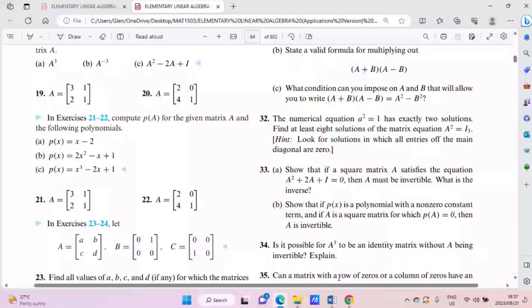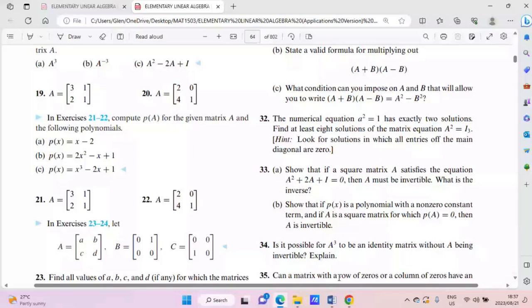A, it's 2041. That's the A. So it's going to be 2 times 2, which is 4, plus 0 times 4. That's 4, first term. And then 2 times 0, which is 0. 0 times 1, it's also 0. For the first row, it's 4 and 0. Second row, it's 4 times 2, which is 8. 1 times 4, which is 4. 8 plus 4, it's 12. And then second row, second column, it becomes 4 times 0, which is 0.